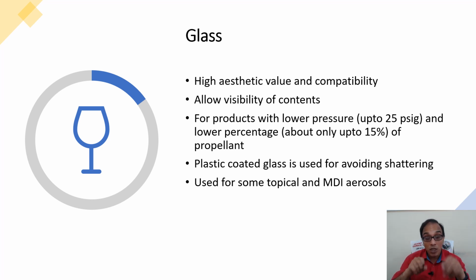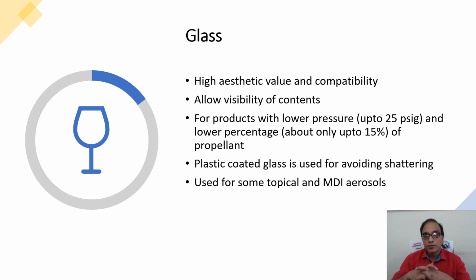For products with lower pressure only, you can use it up to 25 psig, and a lower percentage, only up to 15% of propellants can be used if you are using glass as a container material. Plastic coated glass is used for avoiding shattering only. It is just providing a little bit more protection, or can give a little bit more mechanical pressure bearing properties.